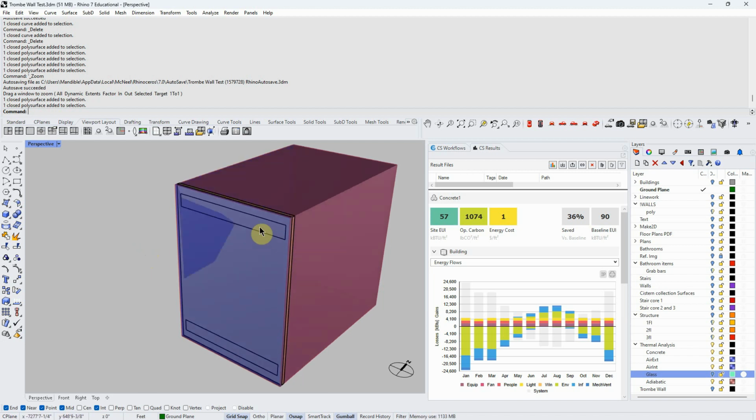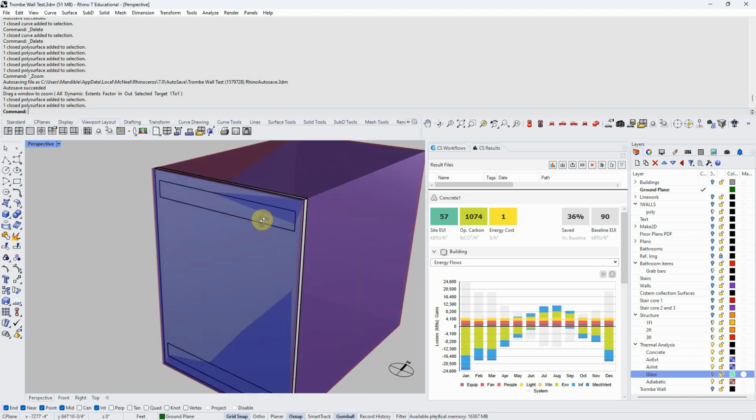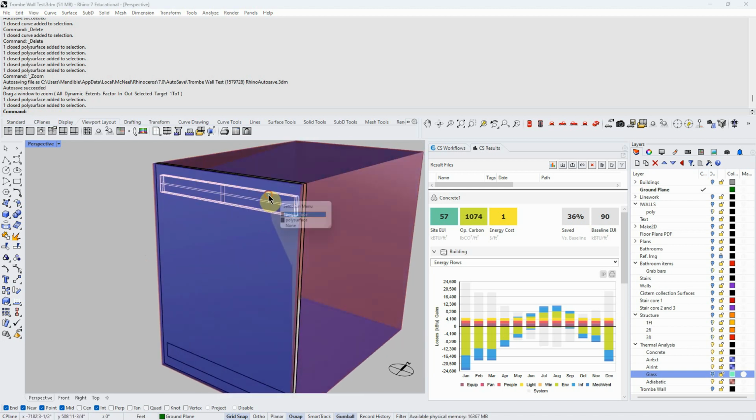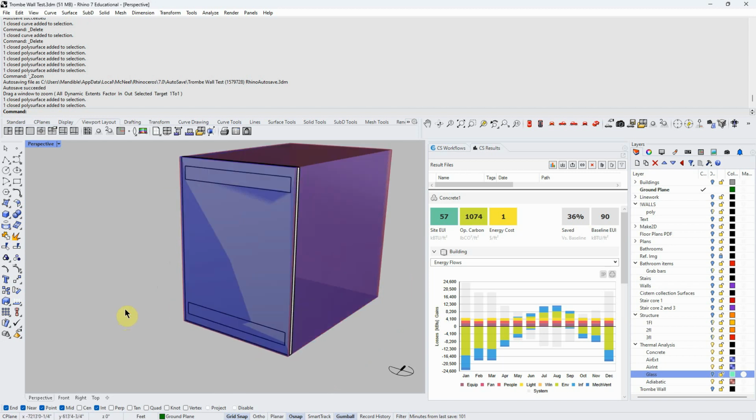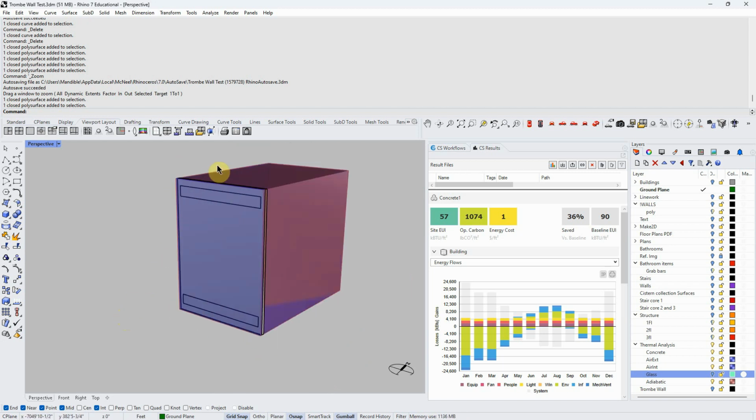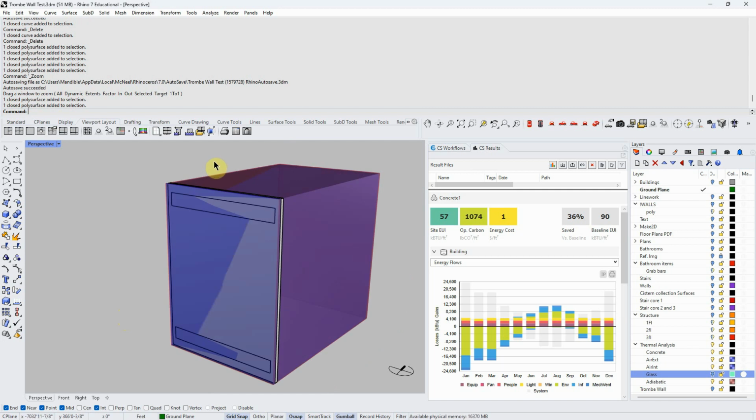The problem is that there's no way that I can think of in Climate Studio to cause that air to move passively through these holes. It's just not set up to do that as far as I understand it. And there are ways we could do it. There are other programs.